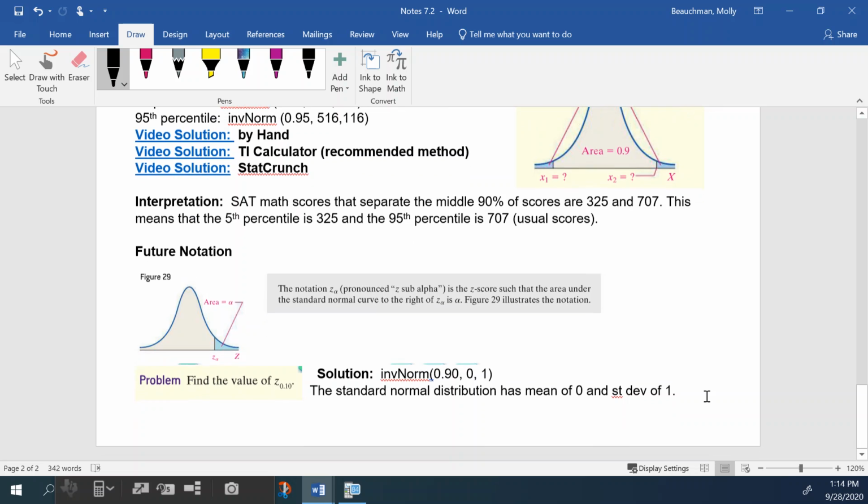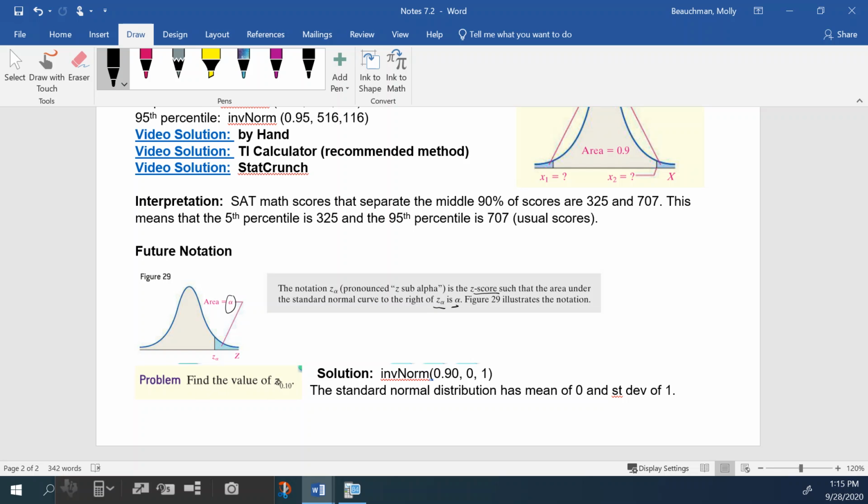All right, last idea is a notation, and this notation is tough. So I want to introduce it early. So the notation is Z with a subscript alpha. It's pronounced Z sub alpha. The definition, it's the Z score such that the area under the standard normal curve to the right of that value is alpha. So Z alpha means the area to the right is alpha.